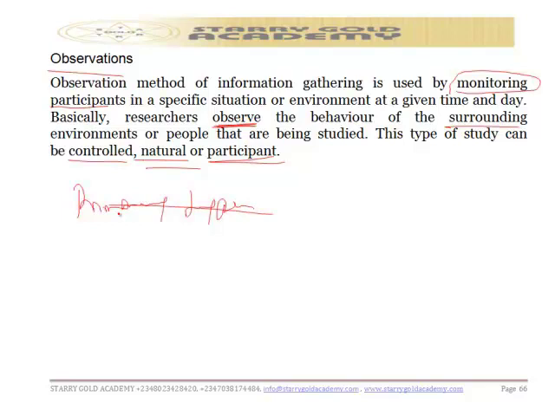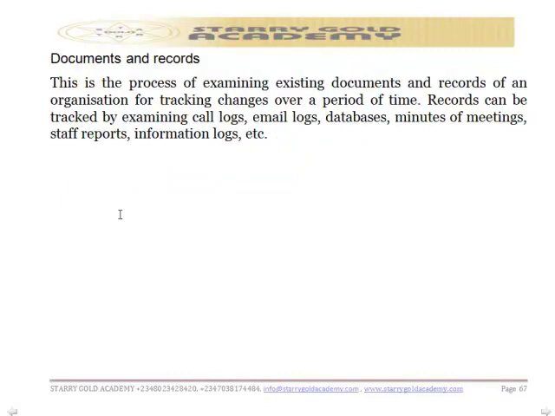The next one we have is record and document. Call it record and document. Record and document is the process of examining existing documents or records of an organization for tracking changes over a period of time. Records can be tracked by examining logs, email logs, databases, minutes of meetings, staff reports, or information logs, and so on and so forth.